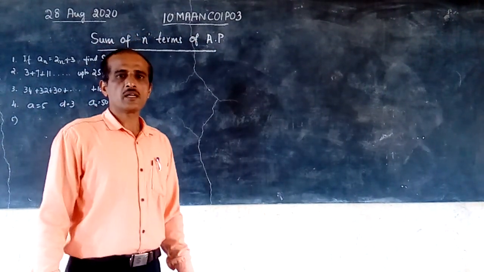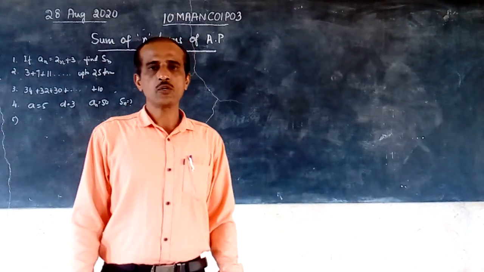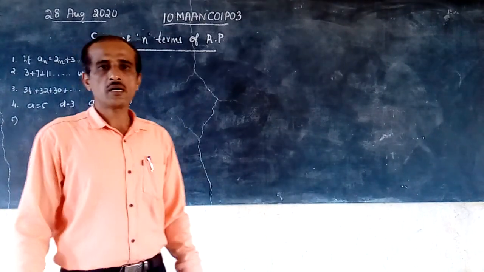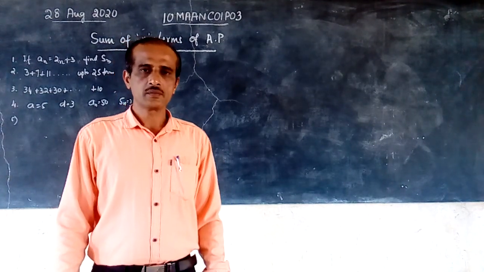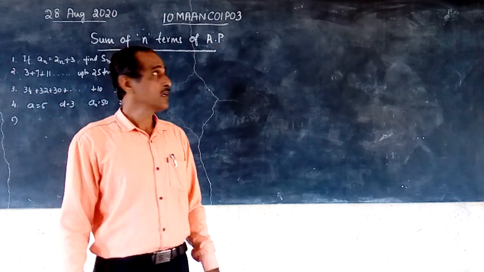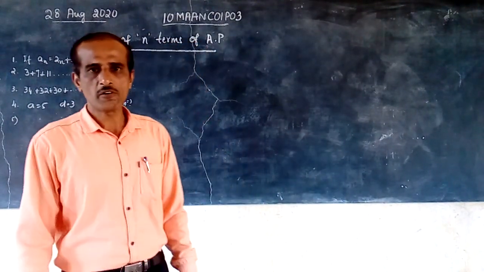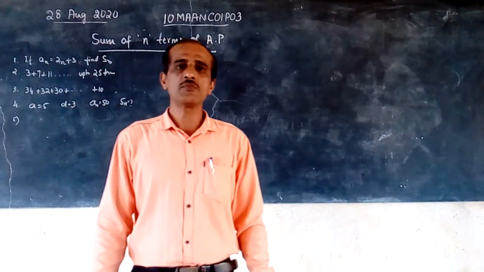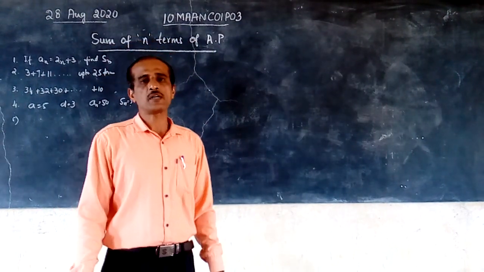Dear students, in our last video, we saw what we mean by arithmetic progression and what the common difference is. Then the general form of the arithmetic progression and the nth term of the arithmetic progression. In today's video, we will learn about the sum of the arithmetic progression, the sum of n terms of an arithmetic progression.